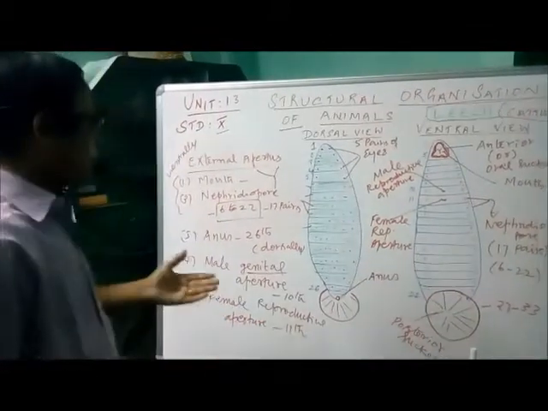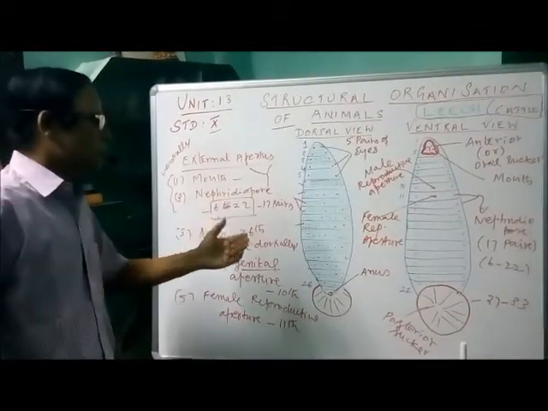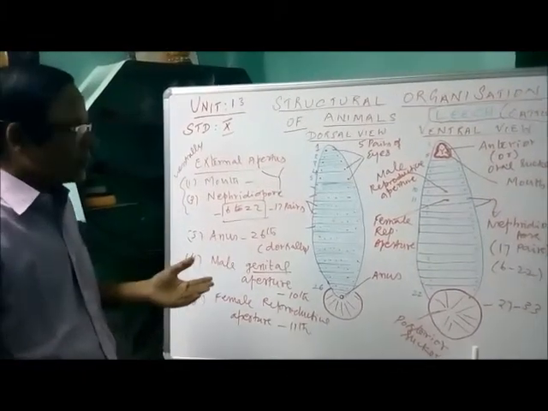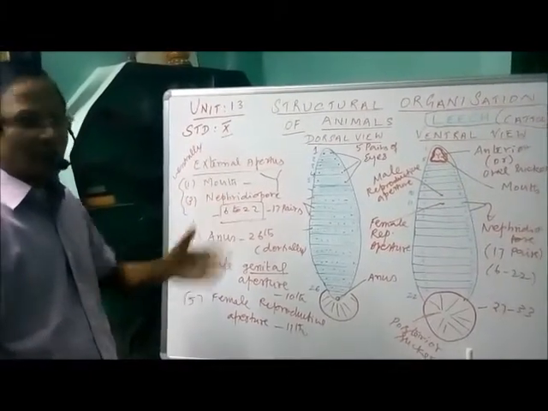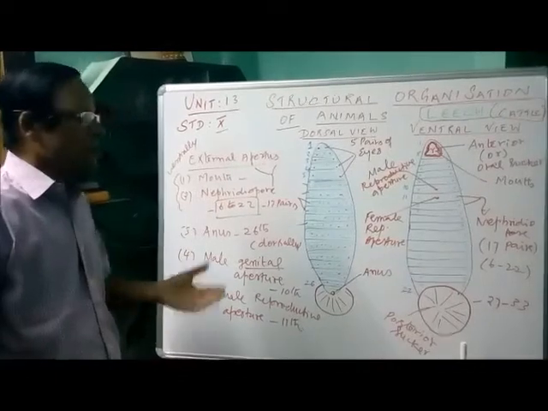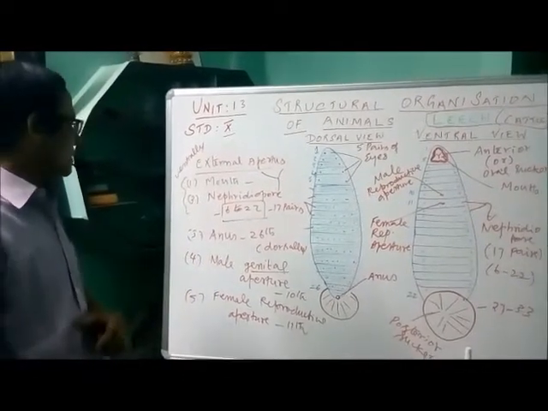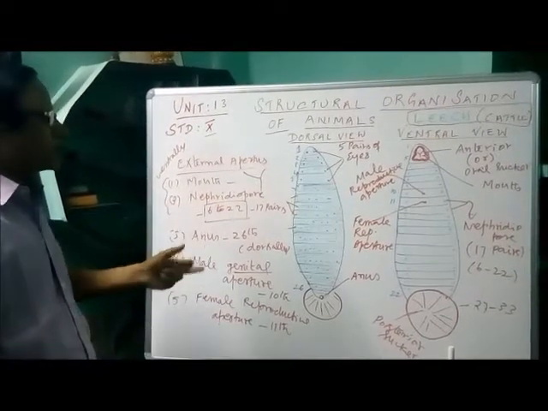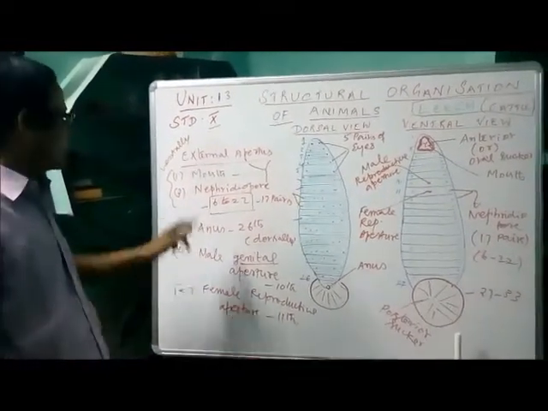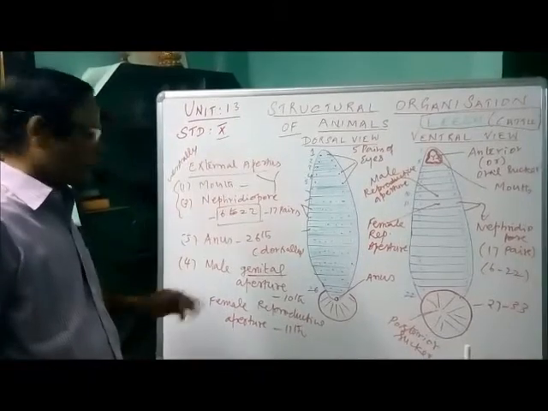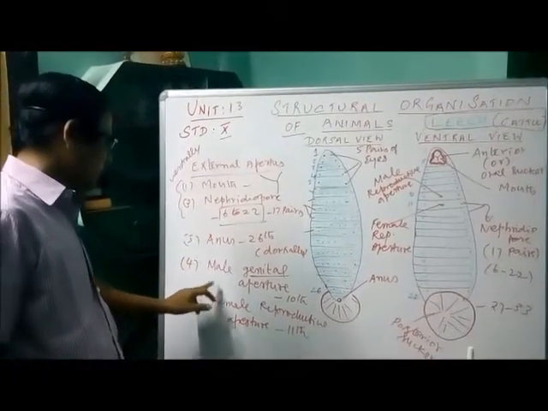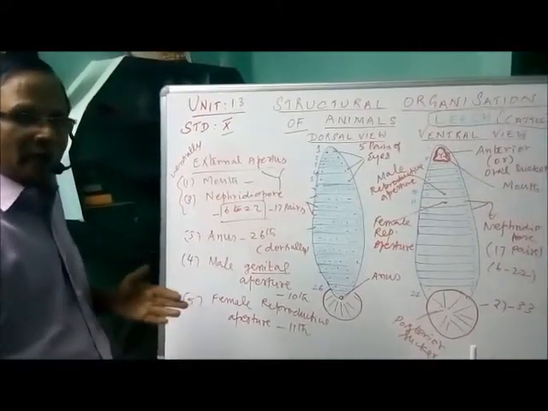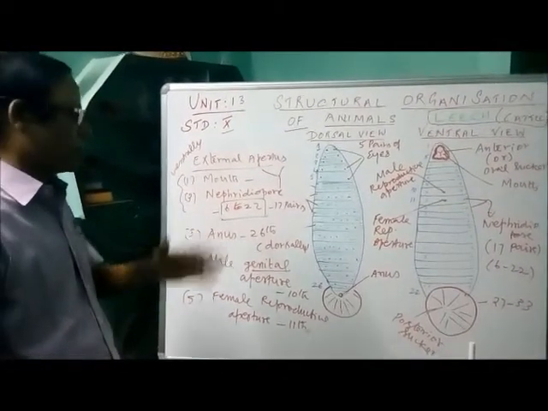Now either the male reproductive aperture or the female reproductive aperture lies between the second and third annulus of each segment. Whereas the nephridiopore is normally formed in the last annulus of each segment. The male and female reproductive apertures are located between the second and third annulus of each segment.